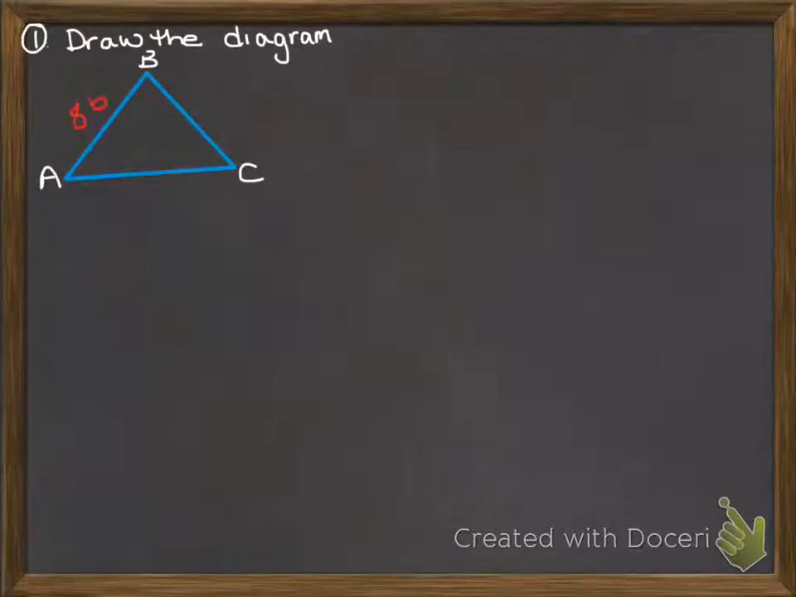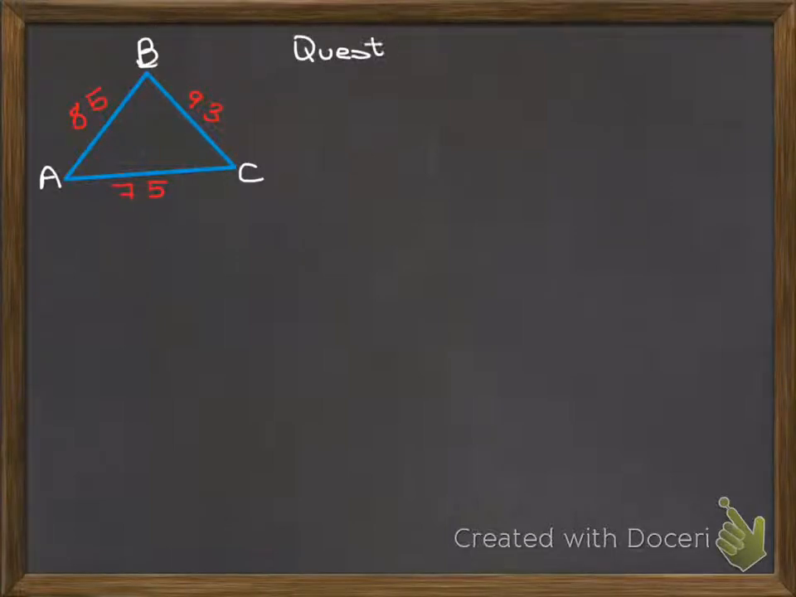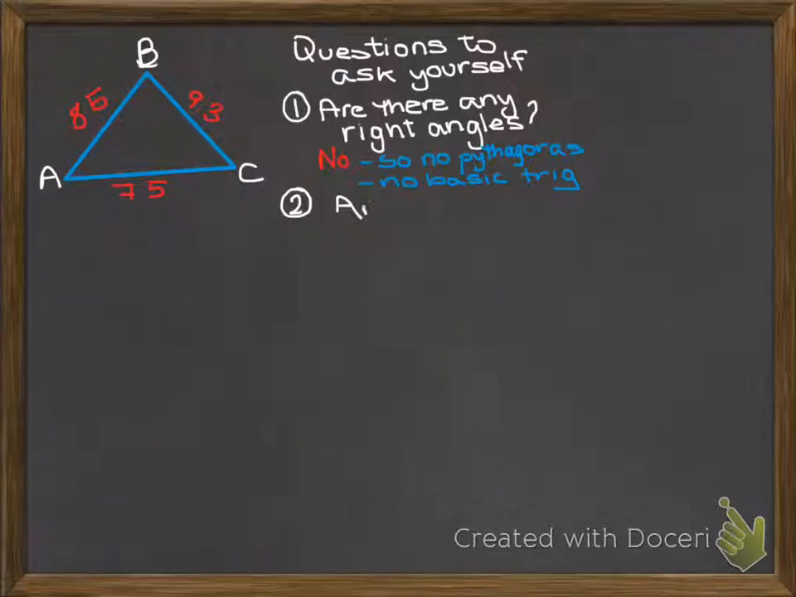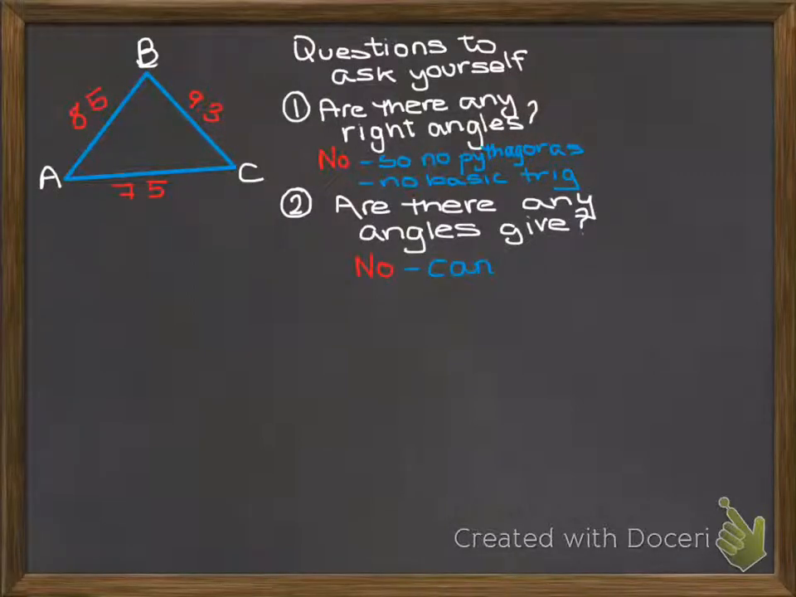My first step in solving this is going to be drawing the diagram. Once I've drawn the diagram, I've got a few questions that I'm going to ask myself before I start. Looking for right-angled triangles to see if we can use Pythagoras or basic trigonometry. Don't forget about the concept of isosceles triangles here.